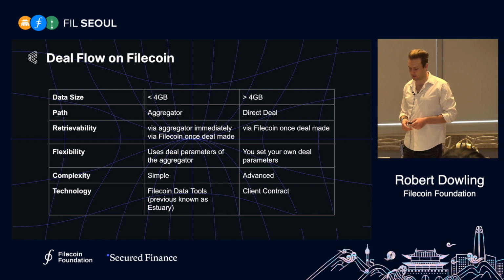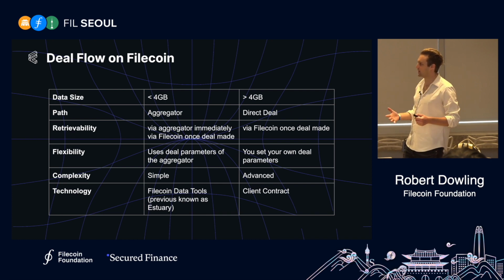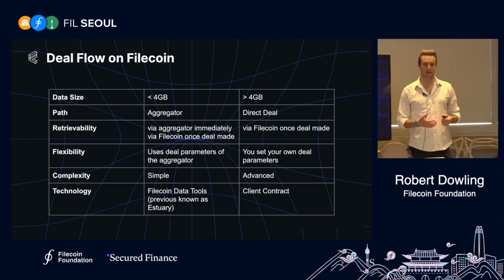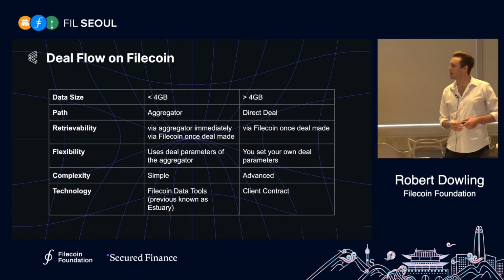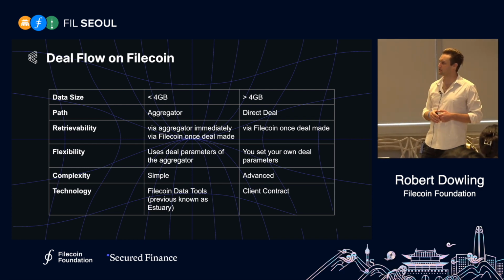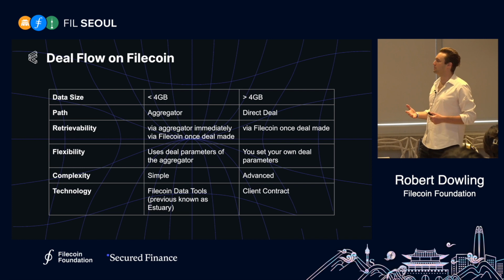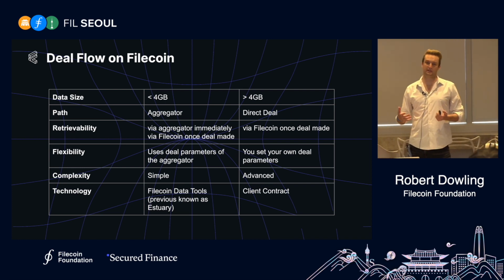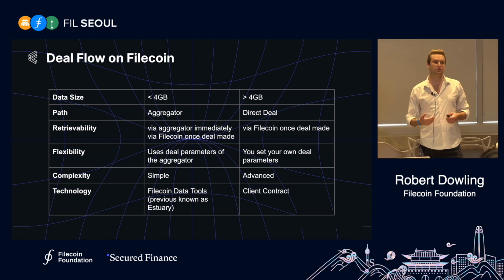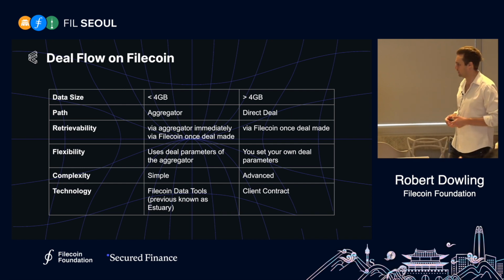Deal flow on Filecoin. Now, this gets into the difference between aggregators and direct deals. First of all, data size. If you're below 4 gigabytes, you're using an aggregator. If you're above 4 gigabytes, usually direct deal making will work.